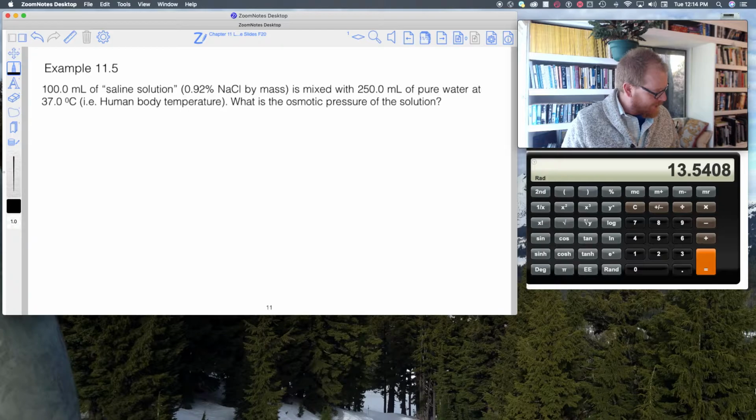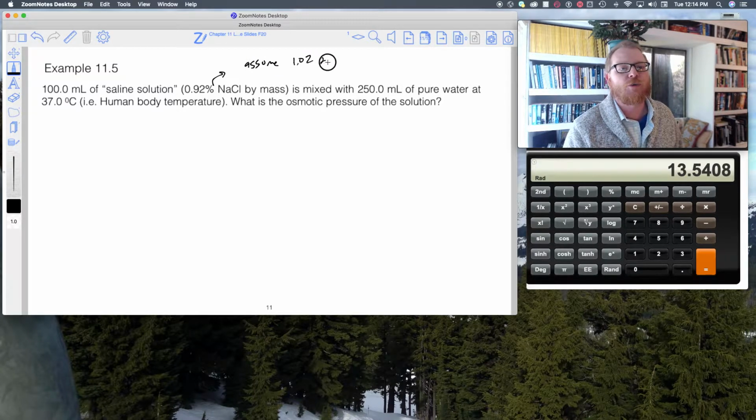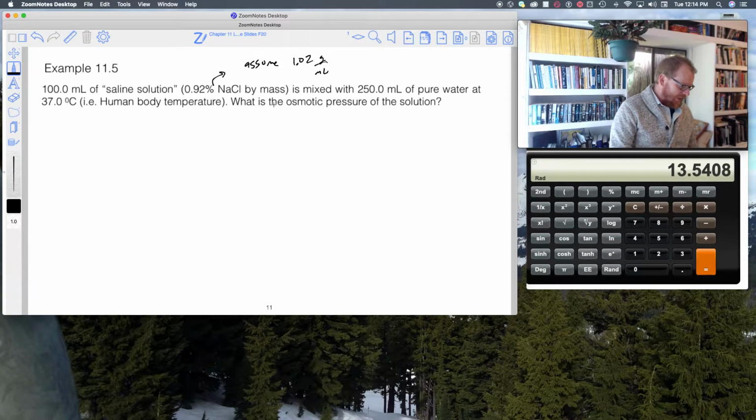So let's see here. We need to know the density of the solution. Again, I'm going to assume 1.02 grams per milliliter. You could be given a density on a homework problem or something like that. And the first thing that I want to do is calculate the molarity of just this saline solution.